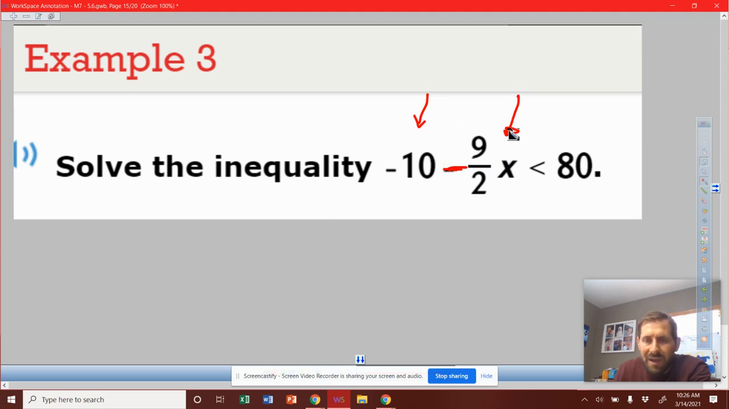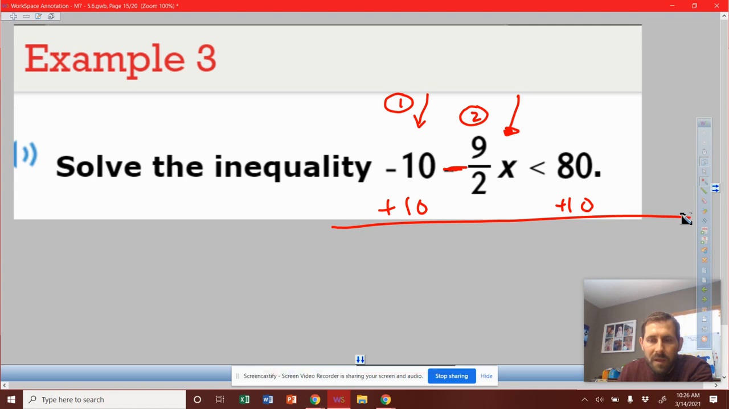So again, this is the second thing we'll do, and this is the first thing we're going to get rid of. So you focus on the variable and expand out. First thing, get rid of that 10. And you didn't get rid of this negative here, so you still have negative 9 over 2x. 80 plus 10 is 90.